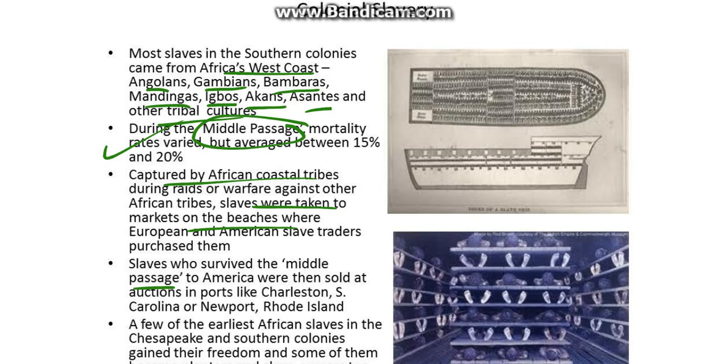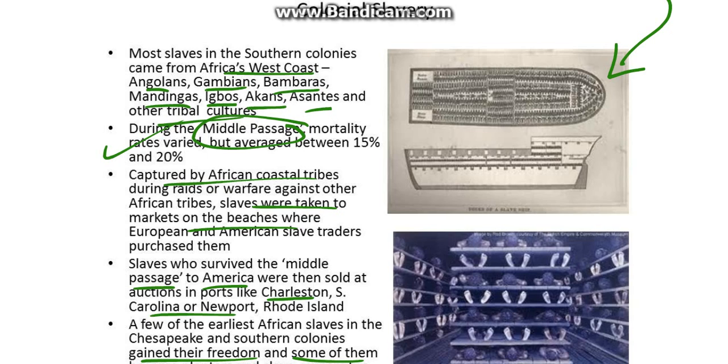Slaves who survived the Middle Passage to America were then sold at auction in ports like Charleston, South Carolina, or Newport, Rhode Island. A few of the earliest African slaves in the Chesapeake and southern colonies gained their freedom, and some of them became planters and slave owners as well.